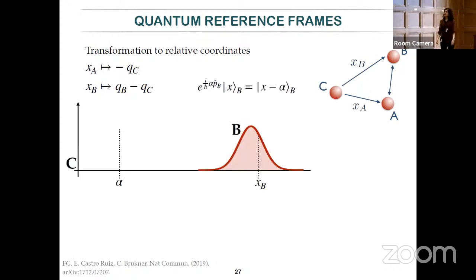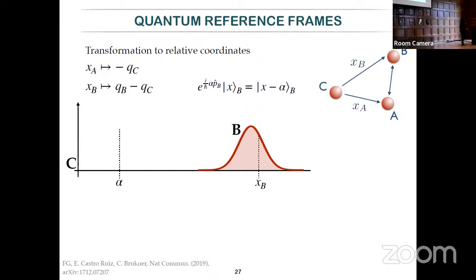So to do that, let us consider initially these coordinates that C assigns, and imagine that we just want to translate to a reference frame that is simply displaced by alpha. In this case, we know how to do that. We can just apply the standard translation in quantum theory, and we know that we're going to go to relative coordinates of B, x minus alpha.